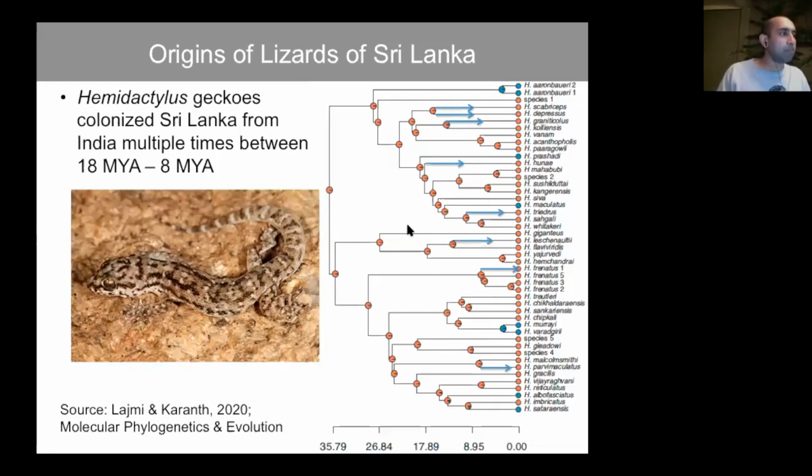Right, and then Hemidactylus geckos. A study done by Aparna Lajmi and Praveen Karanth in 2020 indicated that Hemidactylus geckos have colonized Sri Lanka multiple times, right? At least 8 separate times between 18 to 8 million years ago. I'm not sure why there is a pencil mark on the slide. I didn't do that. Right. So Hemidactylus geckos have come to Sri Lanka, or else colonized Sri Lanka from India at least 8 separate times between 18 million years ago to 8 million years ago.